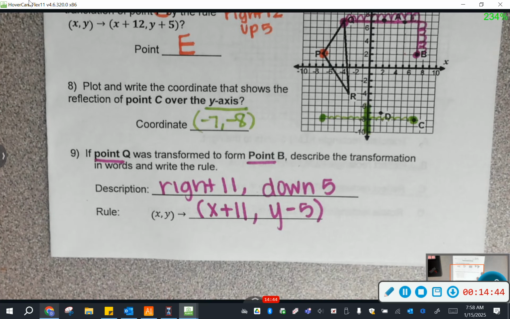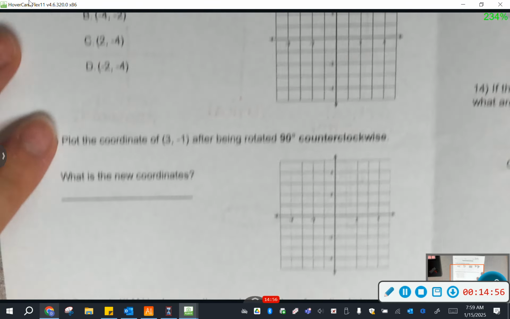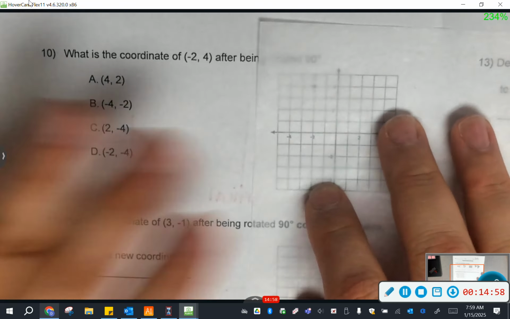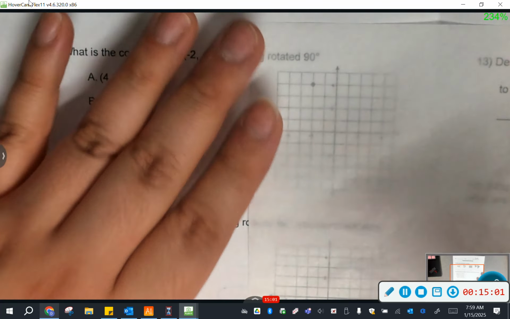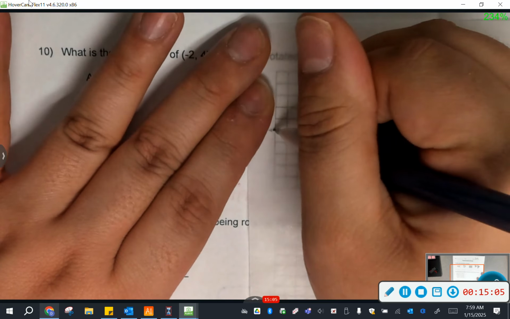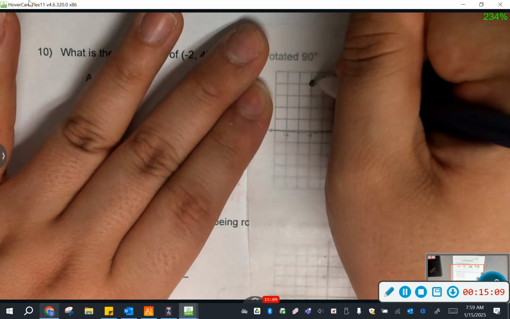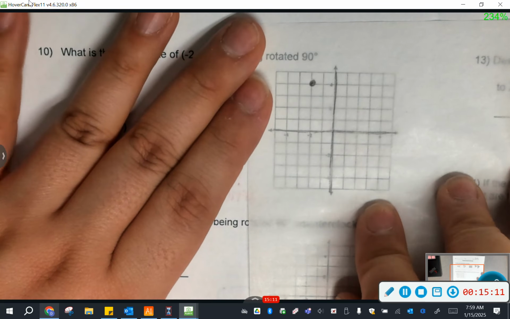Tomorrow, I will be giving everybody a piece of patty paper. Turn your paper over, please. For this next question, everybody's going to get a piece of patty paper. Please make sure that on your patty paper, you first trace the X and the Y axis and the point. I'm just copying it down.